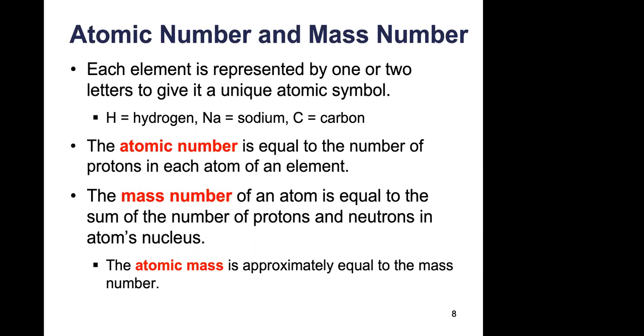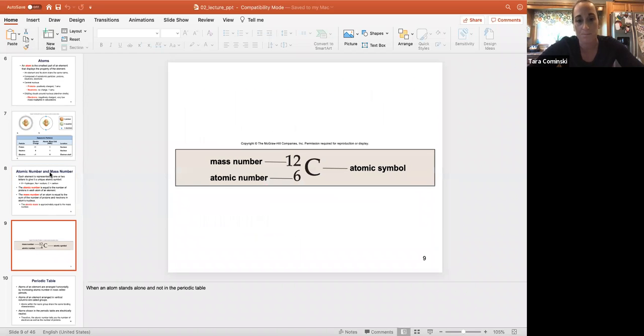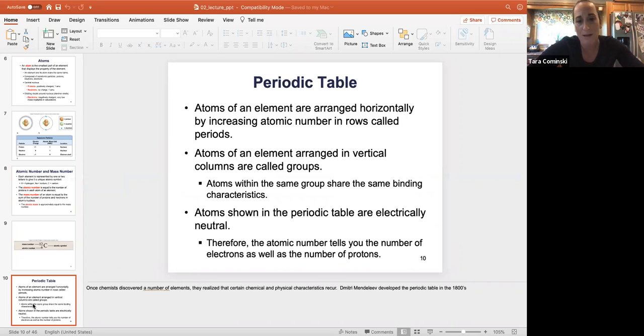Isn't the mass of the electrons equal to the protons? No, the mass of the electrons is actually negligible. The electrons really don't have a mass, and so that's why you don't take them into account when talking about the mass. But if you think about the charge, electrons are negatively charged and protons are positively charged, so they balance each other out.